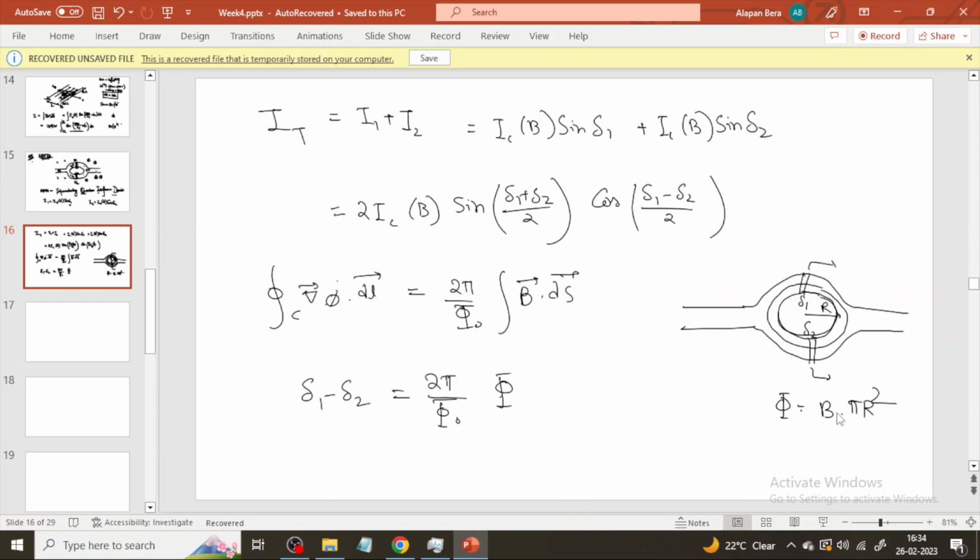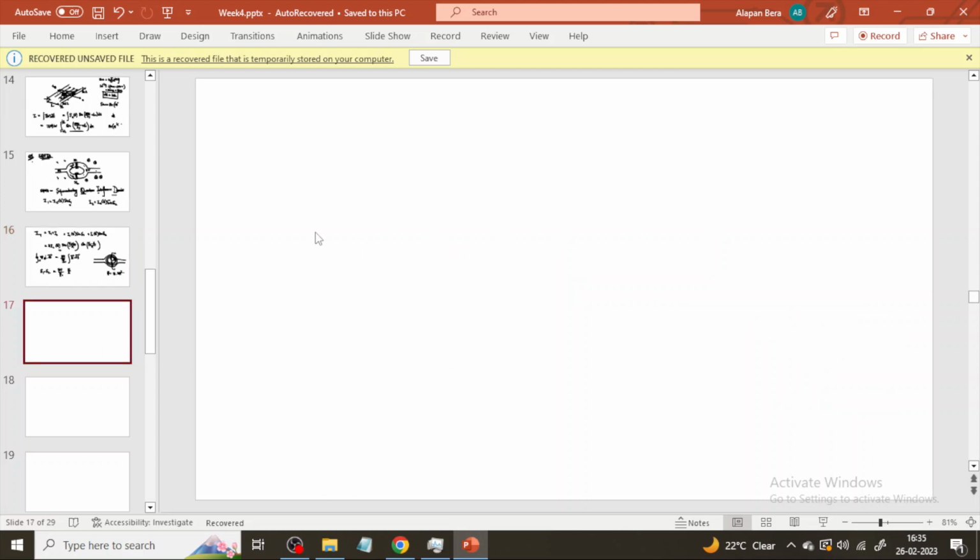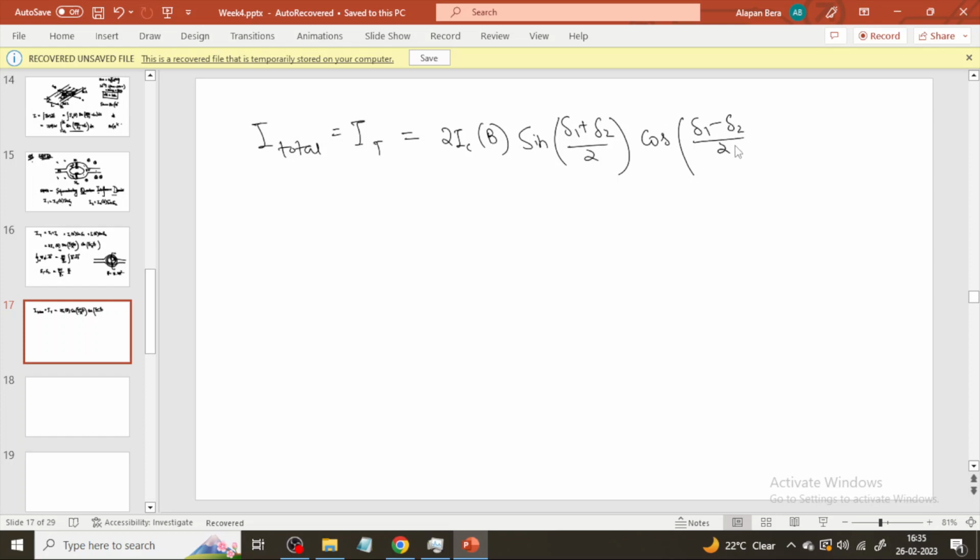Okay, so this is the thing, and now what we'll do is put this thing in this equation and see how this I equals. Okay, so I total, or I_T, evolves like this. So I_T equals 2 I_C cos... sine of (delta 1 plus delta 2) by 2 times cos of (delta 1 minus delta 2) by 2.